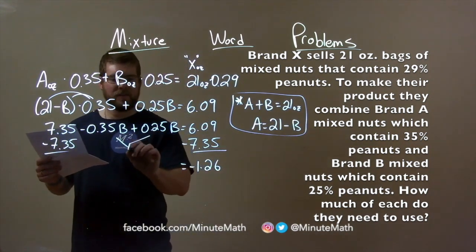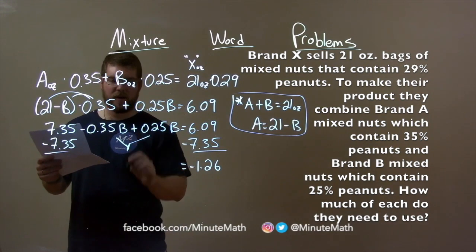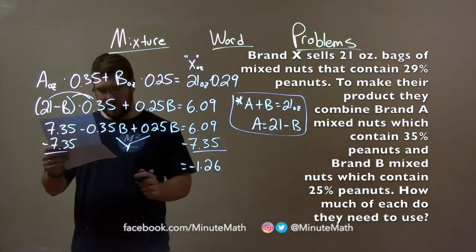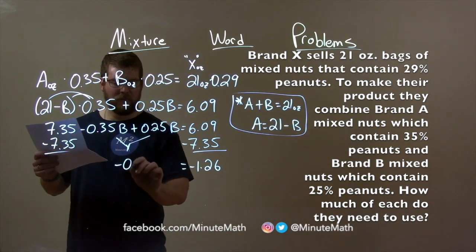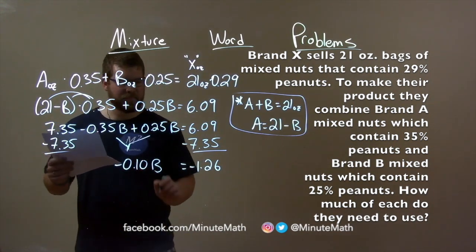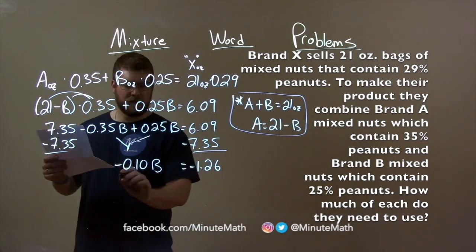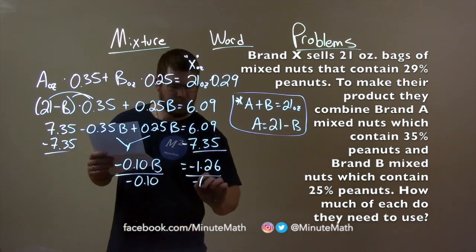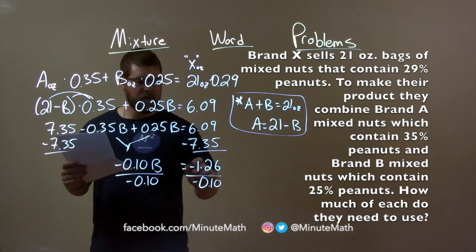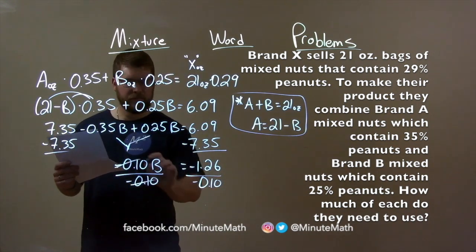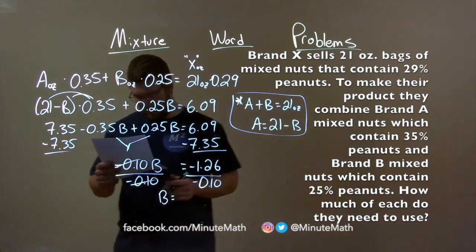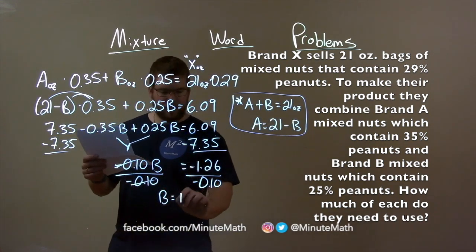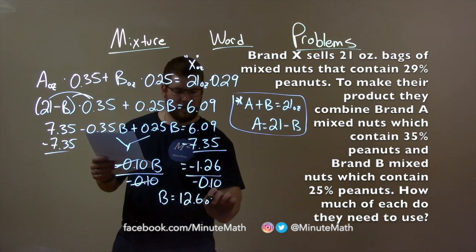We combine these two together here. It's kind of a weird combination. The negative 0.35b plus 0.25b is a negative 0.10b. Divide both sides by negative 0.10. The negatives cancel, making it a positive. And B equals negative 1.26 divided by negative 0.10, which is a positive 12.6 ounces.